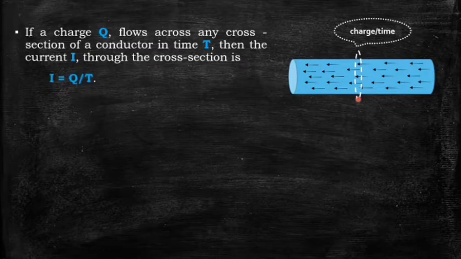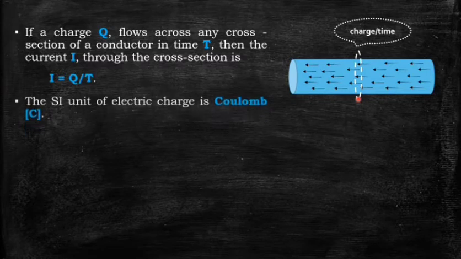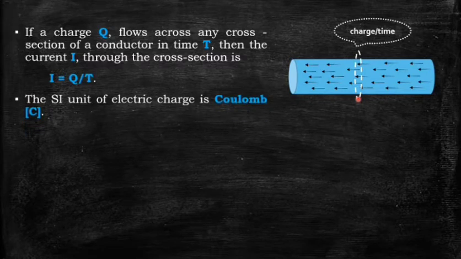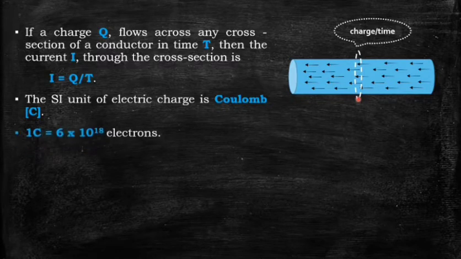I = Q/t. That is, current is equal to charge divided by time. And that electric charge is measured in coulomb. 1 coulomb will always be equal to 6 x 10^18 electrons. In 1 coulomb there will be 6 x 10^18 electrons.